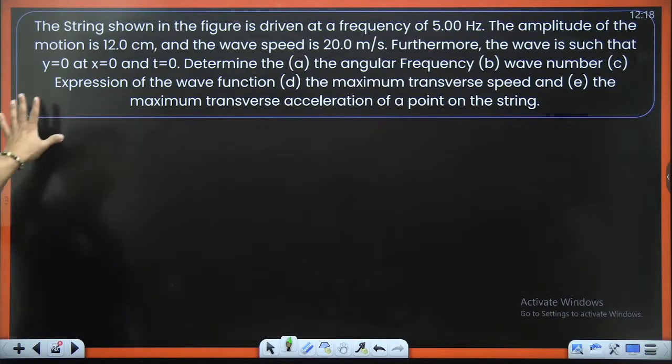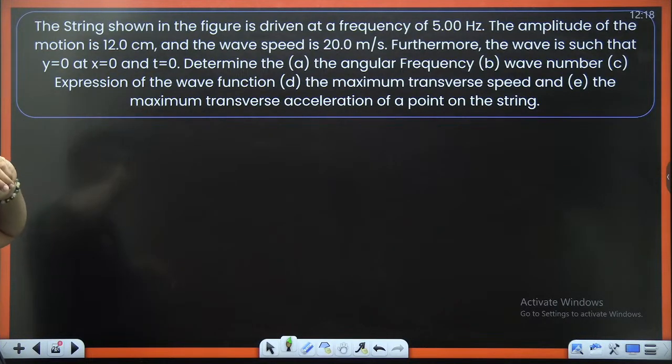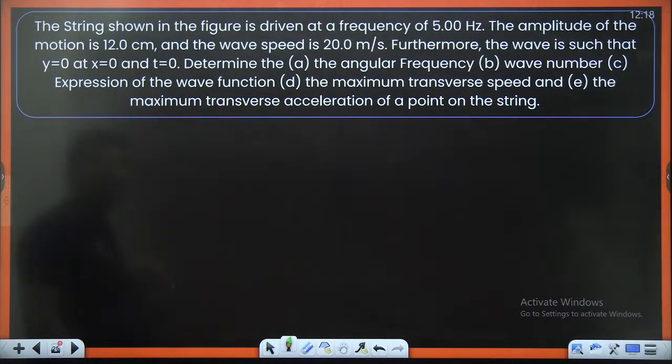All right, moving on to the next question coming up on your screen. The string shown in the figure, oh, where is the figure? Anyways, let's just assume that it will be a sine wave only. Frequency 5 Hz, the amplitude of the motion is this, the wave speed is this. Furthermore, the wave is such that at y is equal to 0, x is equal to 0 and t is equal to 0.